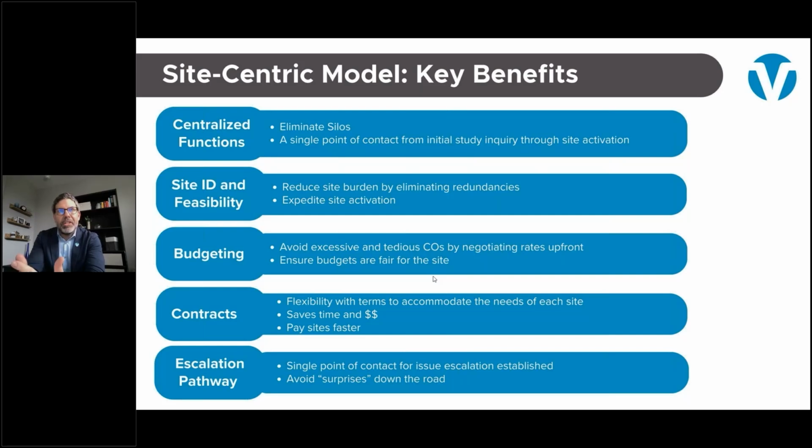And when it comes to budgeting contracts, negotiate those rates up front. We need flexible terms so site gets paid faster. And we have to avoid unnecessary and costly change orders. Again, this escalation pathway is critical. This is a single point of contact that can support and guide when needed. Next slide, please.